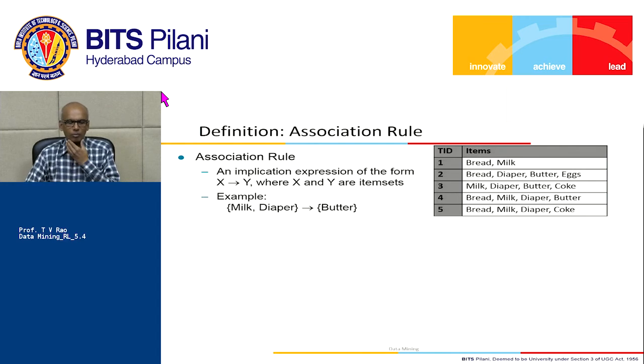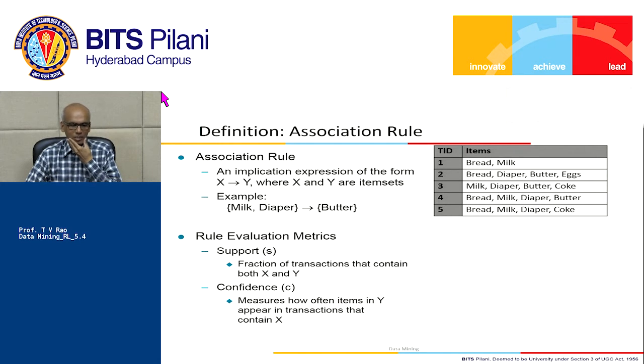Now an association rule, if X implies Y, means that X and Y are item sets, and generally we evaluate the rules based on two metrics, the support and confidence. These are the two original metrics with which people started studying association rules, though some new metrics have come in because of observed limitations with these.